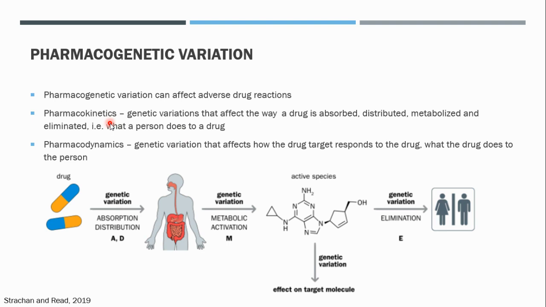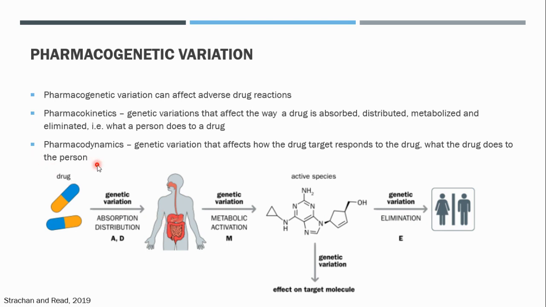So, pharmacokinetics refers to what happens when a drug is absorbed, distributed, metabolized, or eliminated in an individual, and how genetic variation impacts on a person's ability to absorb, distribute, metabolize, and eliminate the drug.